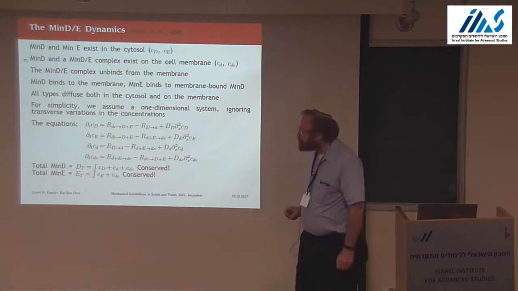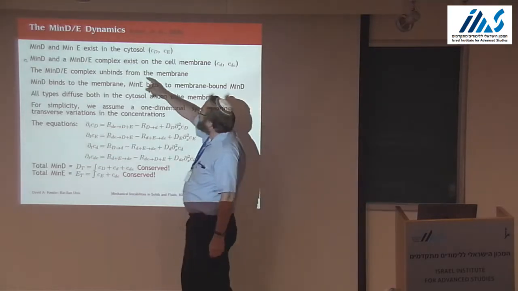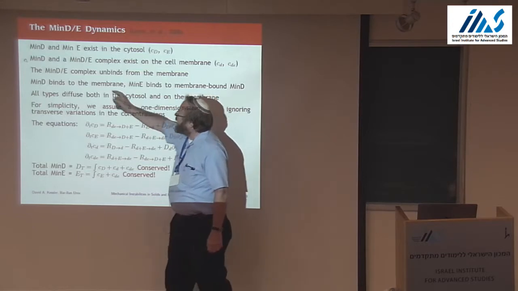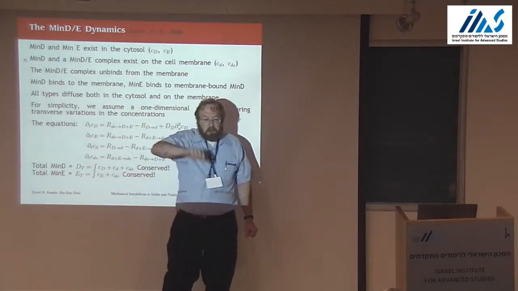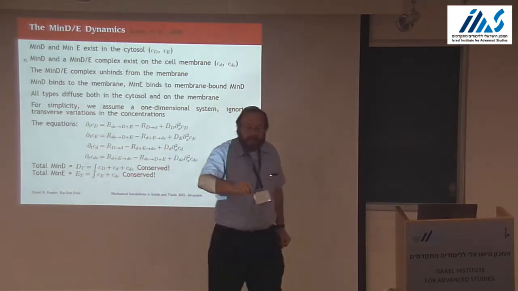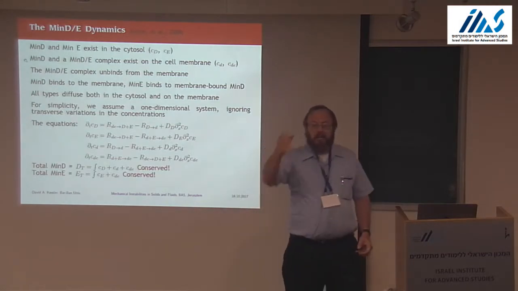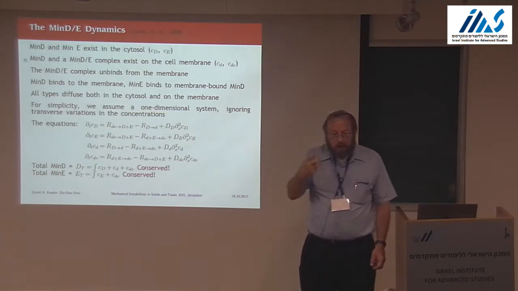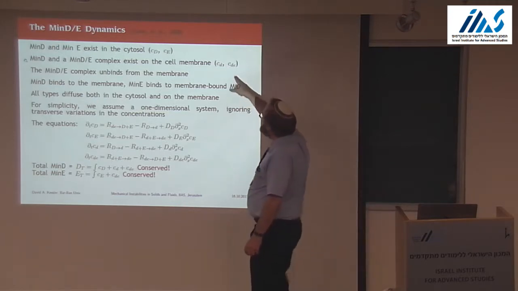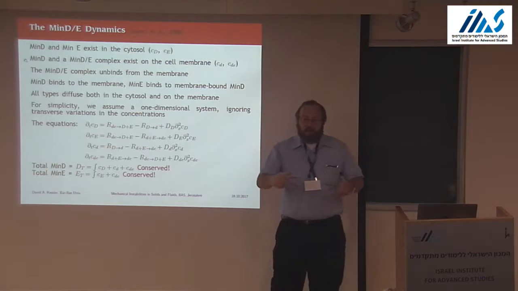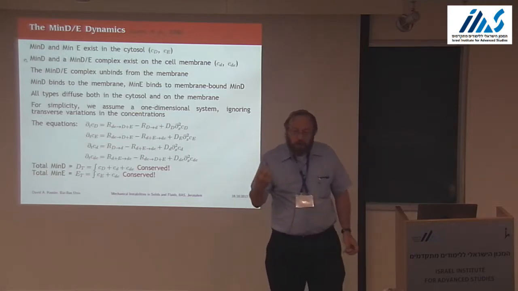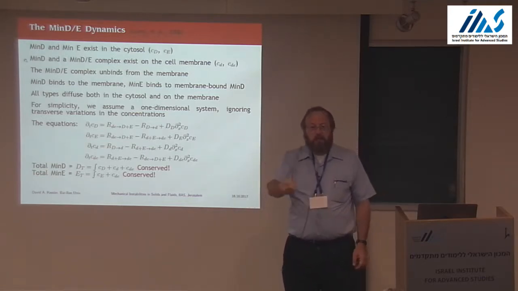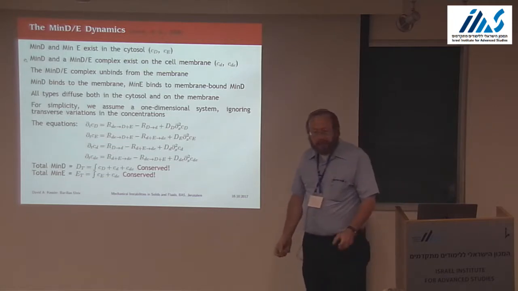Now, MinE by itself does not exist on the cell membrane. It only exists when combined to MinD. What happens is the MinE sees this MinD on the cell membrane and can attach to it and form a complex. The concentration of that stuff is called C sub DE, small letters because it's on the membrane, DE because it's a complex between D and E.